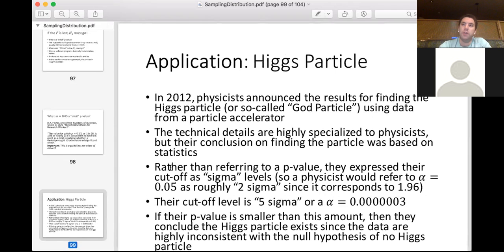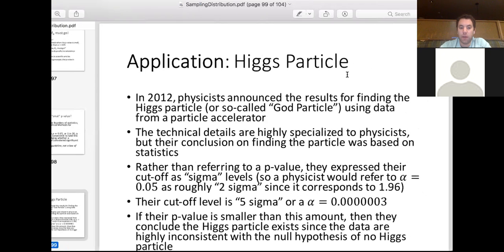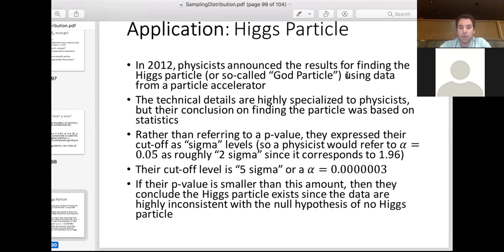So we can use an application of learning about the p-value with the Higgs particle, which is a concept taken from physics. And rather than referring to a p-value, they express their cutoff as sigma levels. So a physicist would refer to an alpha of 0.05 as roughly being 2 sigma, since it corresponds to 1.96. So their cutoff is actually 5 sigma, an alpha of actually 0.0000003. So that's a very, very, very small stringent p-value.